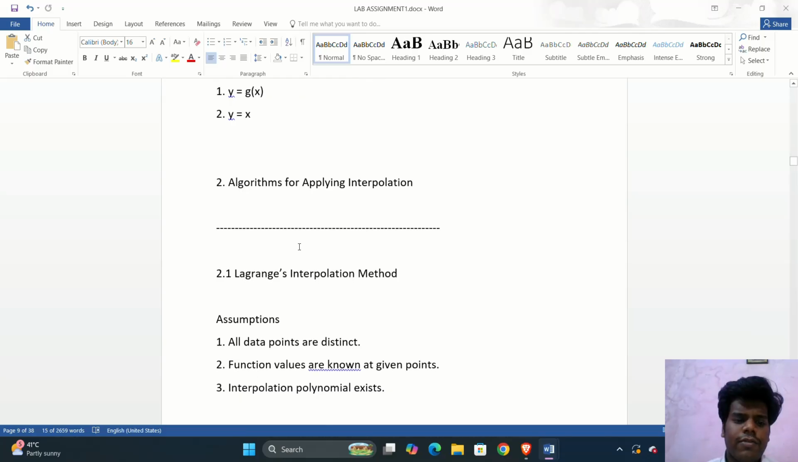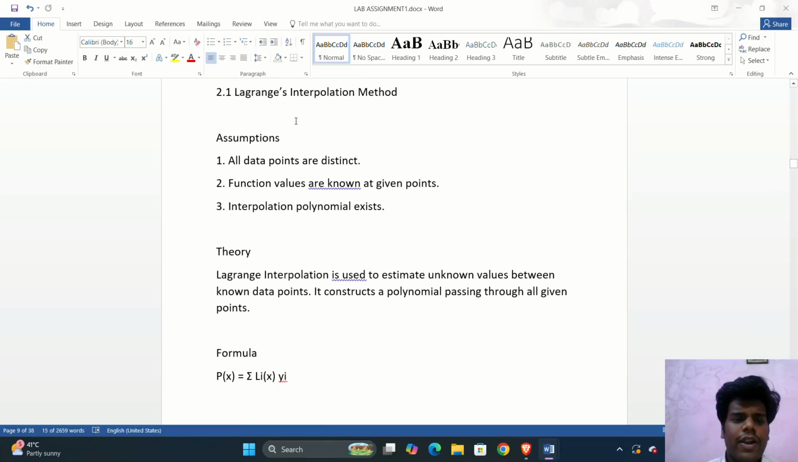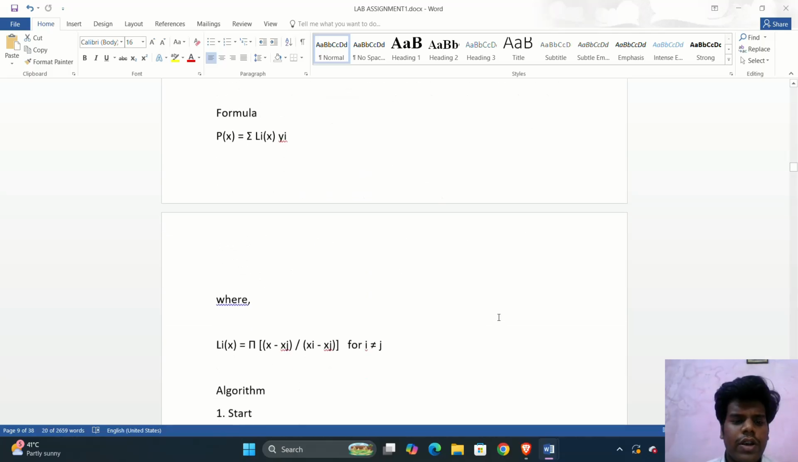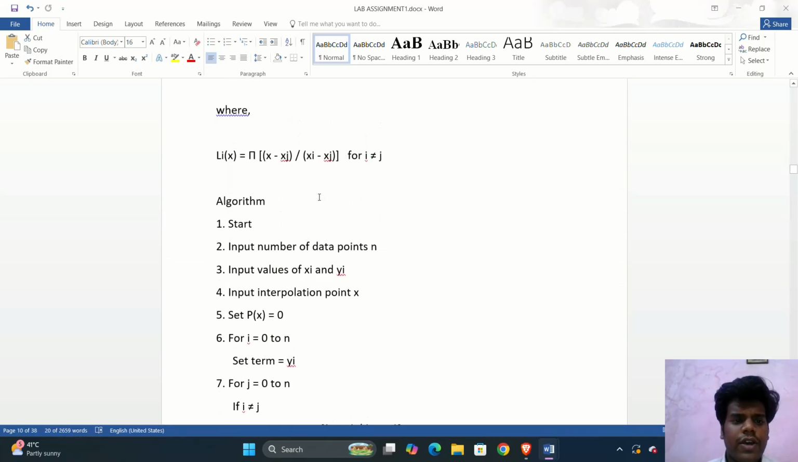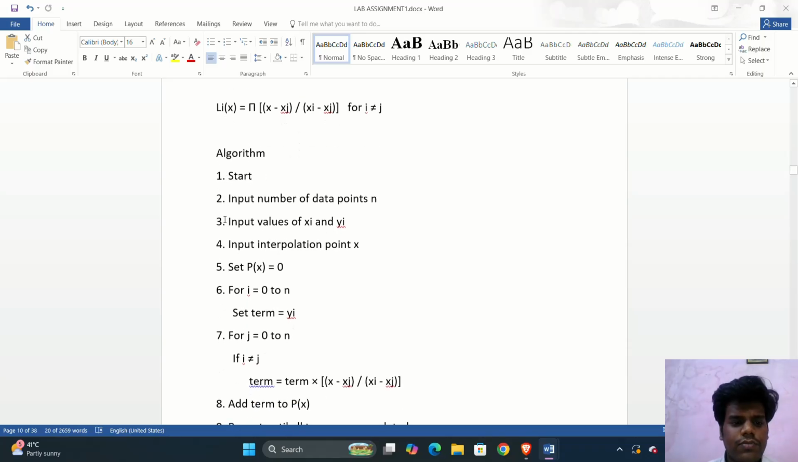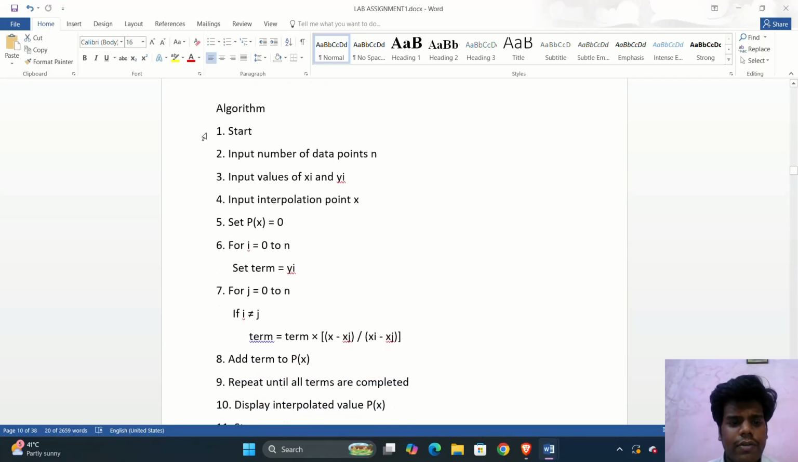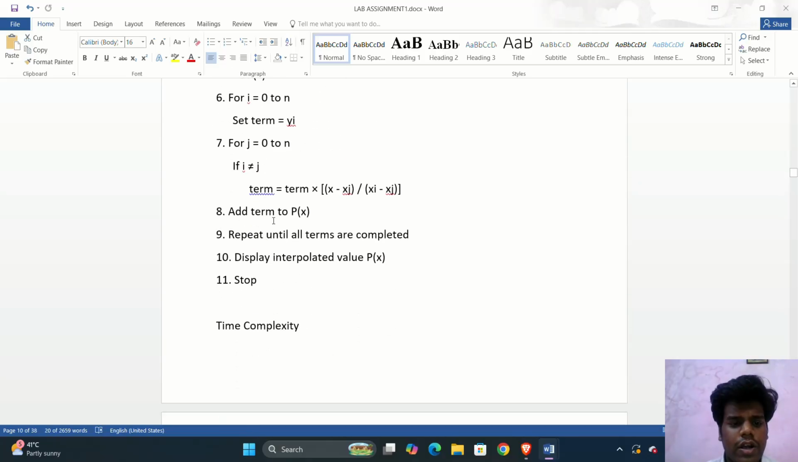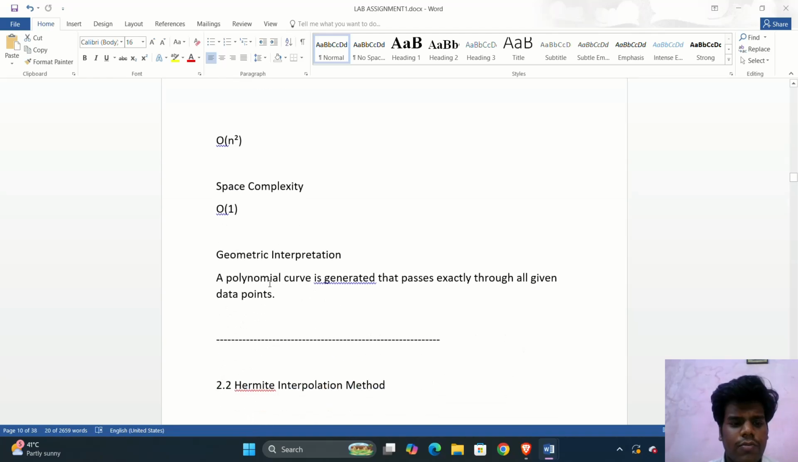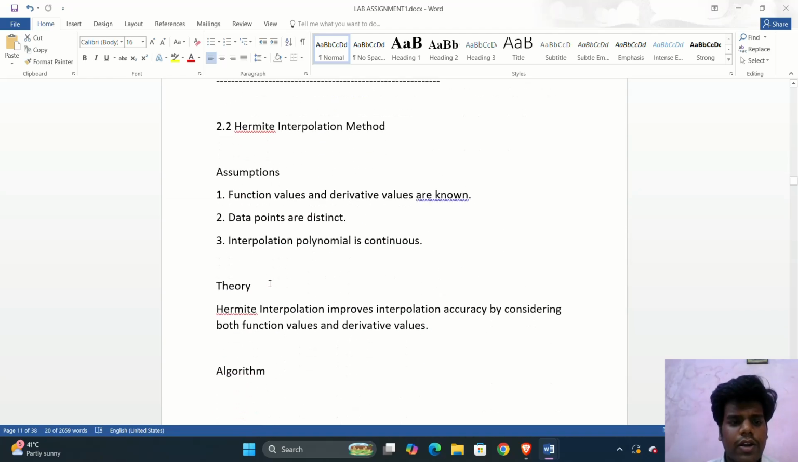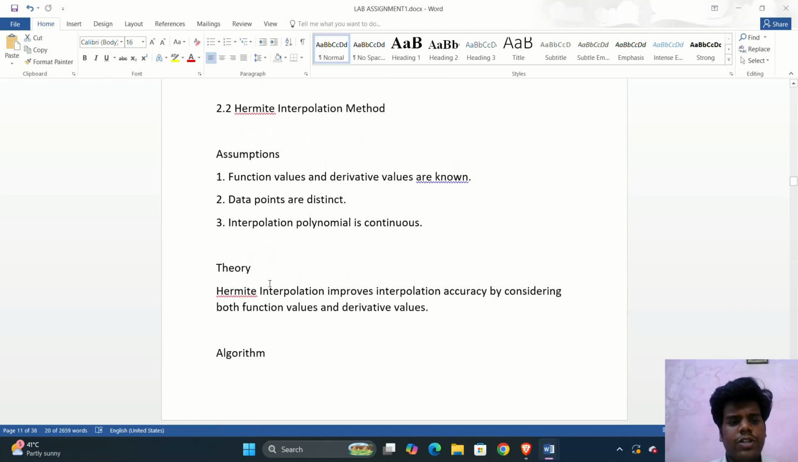Now the algorithms for interpolation. Let's move to Lagrange interpolation. The assumption was that you can take it on your own. Now the formula for L_i(x). The algorithm: start, input the number of data points, input the values of xi, yi, and the interpolation point. The time complexity is O(n square), space complexity O(1). Now move to the Hermite interpolation method.